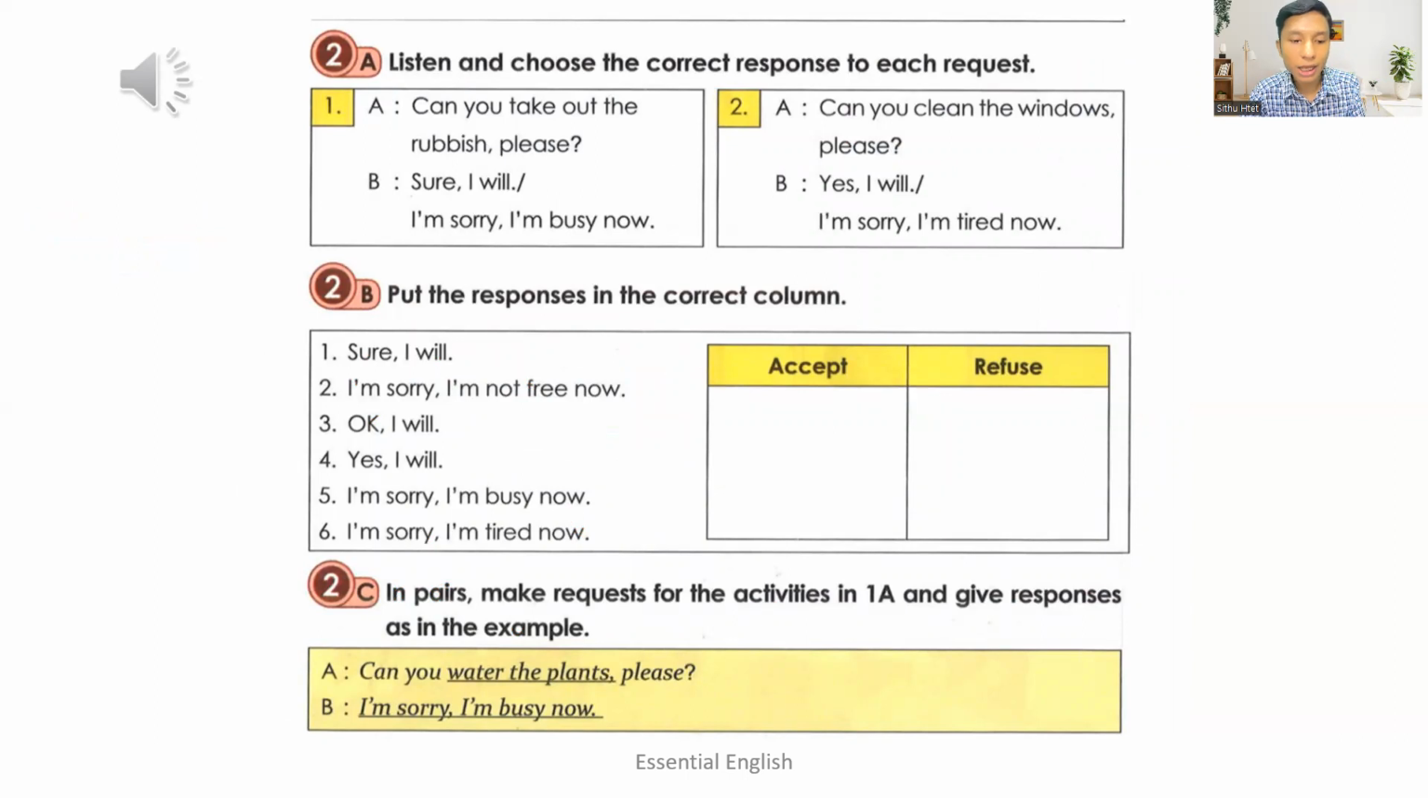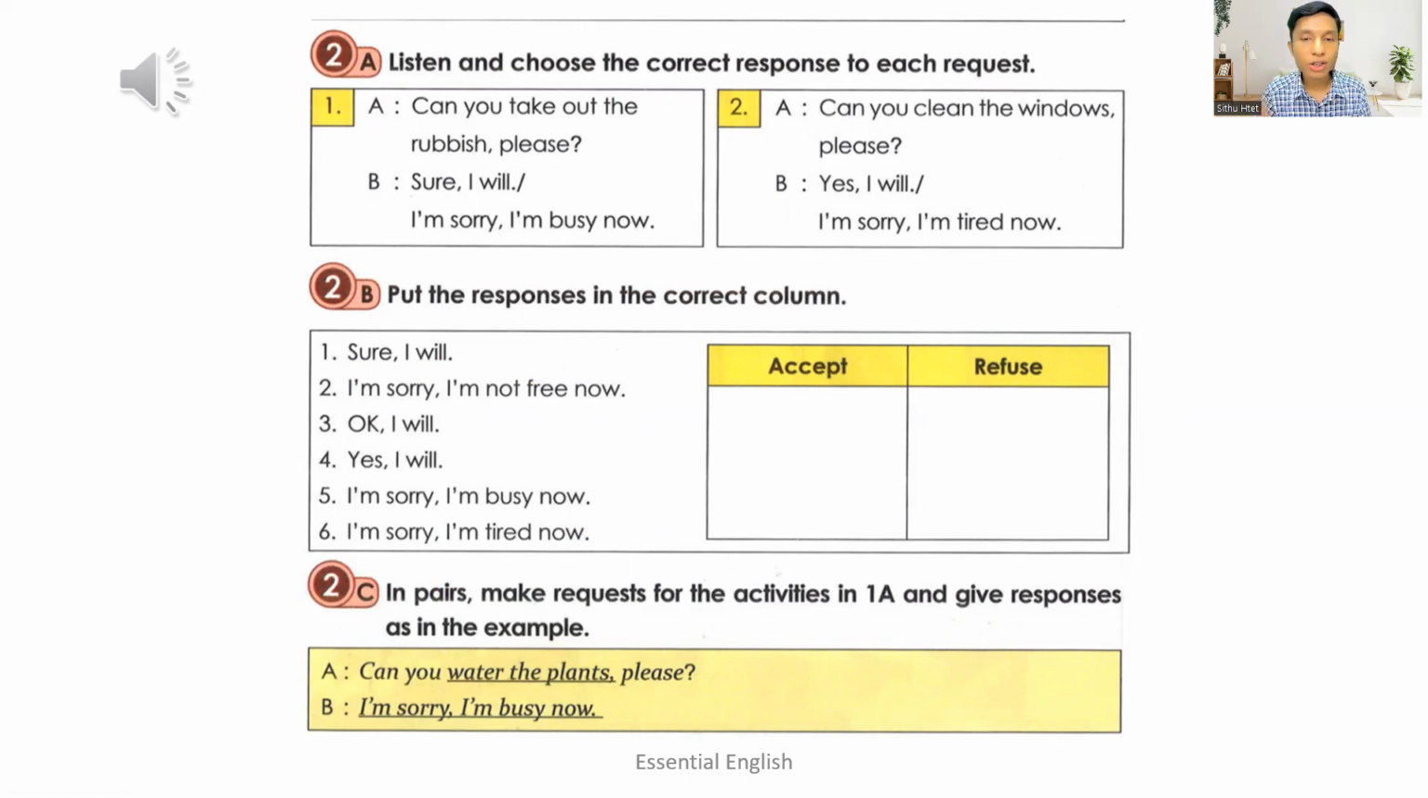Now, listen and choose. Listen and choose the correct response to each request. So here you can find the request. Can you take out the rubbish, please? Okay. So somebody wants to take out the rubbish. And the next one is, can you clean the windows, please? Okay. For these requests, you have to make a response.